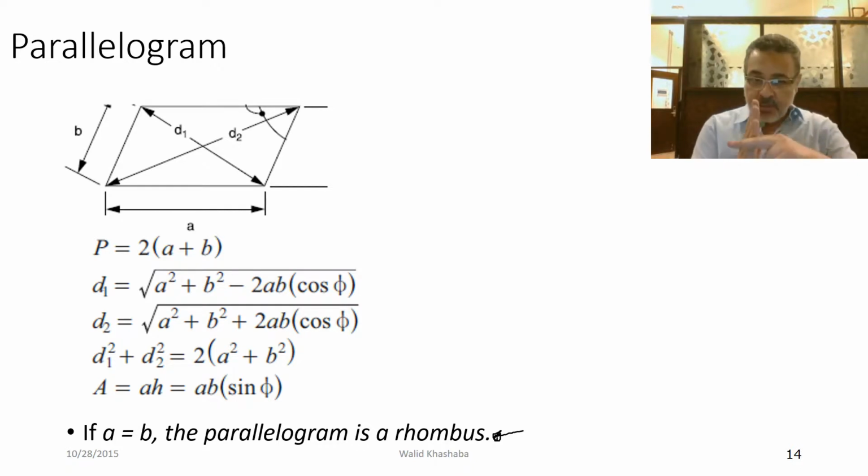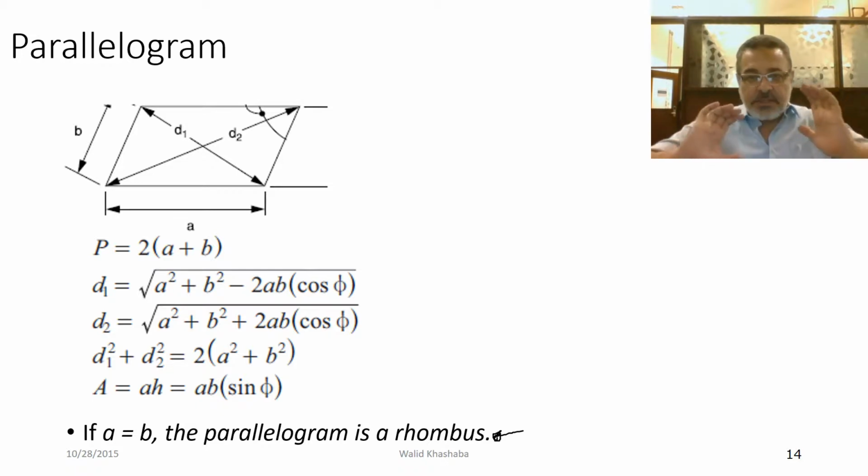If they're perpendicular, then we know the figure will be either a square or a rhombus. If these two diagonals are equal in length, then this figure is a square. But if they are not equal in length, then the figure is a rhombus. A rhombus is like a squeezed square. It's like a diamond.